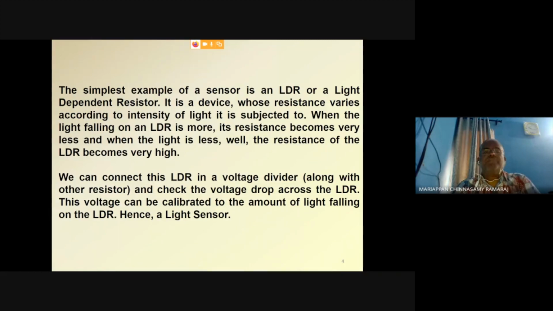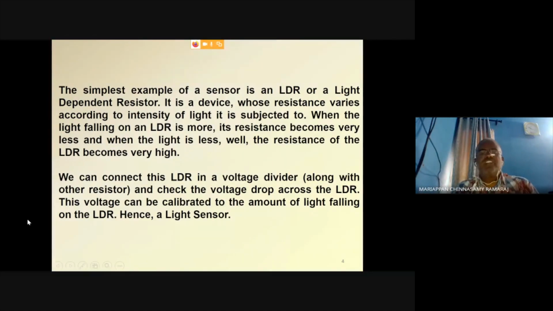Here we basically have materials, either a semiconductor or an ionic conductor, whatever it is. The electrical properties of these materials change when light falls on them. The light is nothing but photons. Once the photons fall on it, the resistance changes, and this resistance you can monitor, trace, and then convert into useful electrical signals.